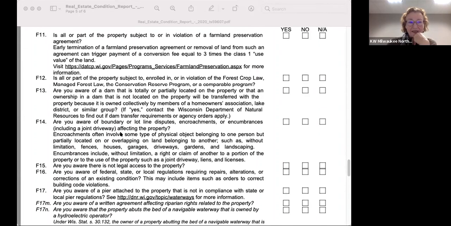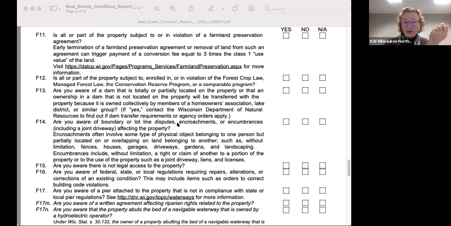You know, something like this: are you aware of boundary or lot line disputes, encroachments, encumbrances, including a joint driveway? Well, I think most sellers would know if they have a joint driveway or not, but they may not know about encroachments or encumbrances. So they say, no, I don't know of anything. It may come up when they're getting ready to close. Title finds some of these maybe encumbrances on title, and then everybody's made aware of something at the same time.